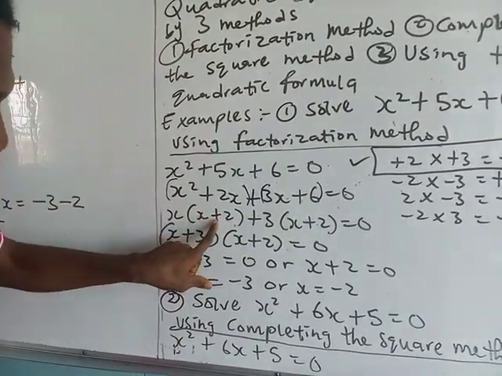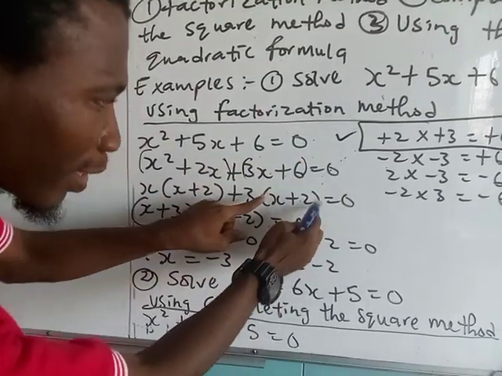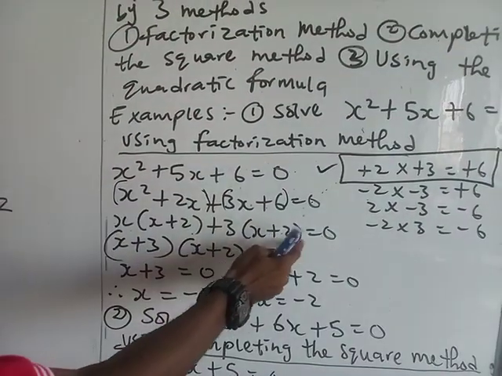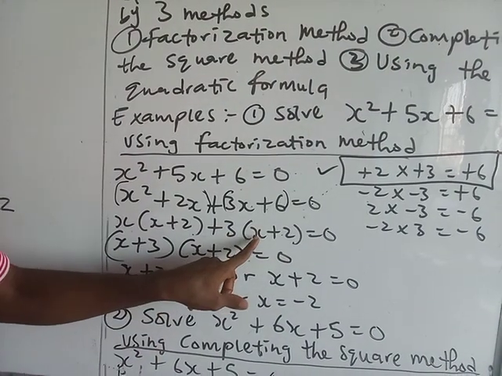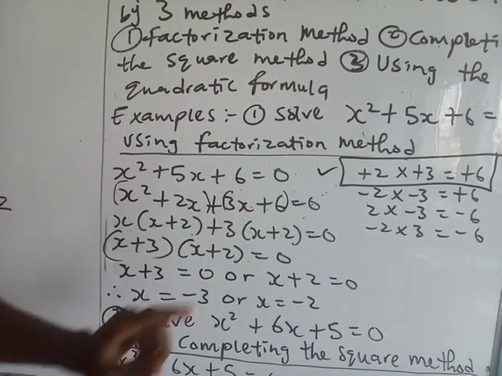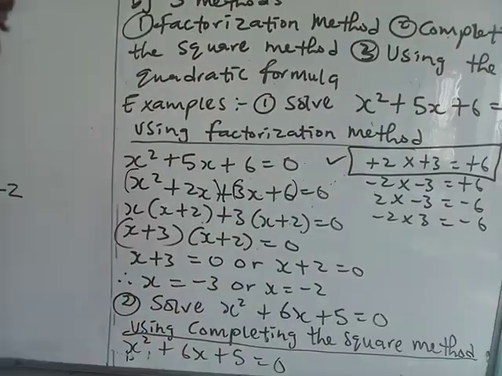So what we have here is x plus 2. We are going to repeat the same thing on this other side, x plus 2 also. After you do that, you will check which number will multiply x to give you 3x. Which number? Therefore, it should be 3.